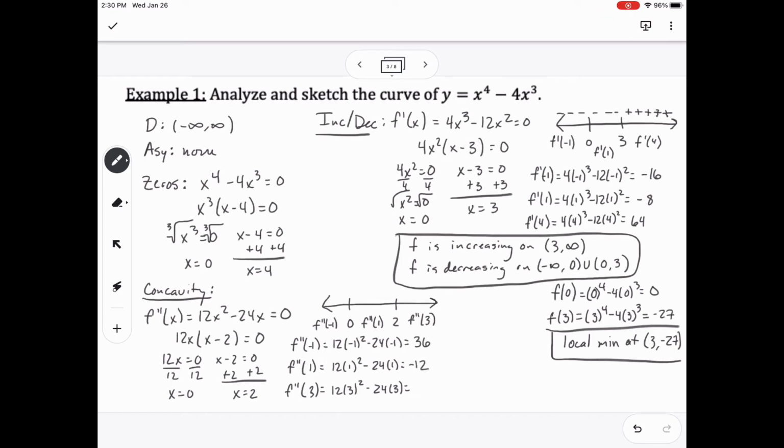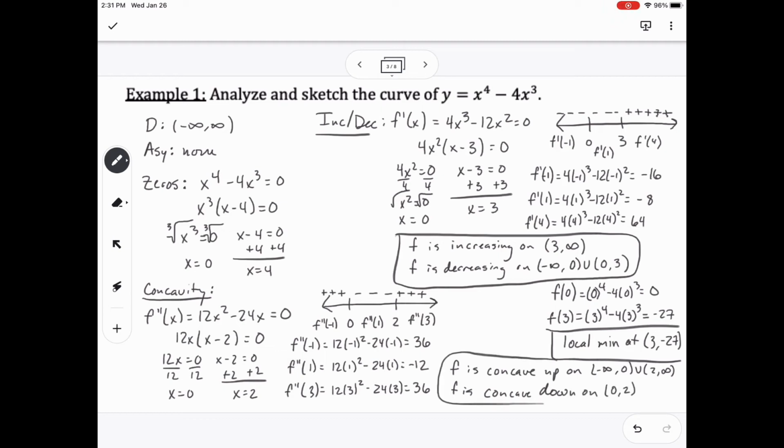And so then I see that the left side of 0, it's positive. In between 0 and 2, it's negative. And on the right side of 2, it's positive. So that means that it's going to be concave up from -infinity to 0 and from 2 to infinity. It's also going to be concave down between 0 and 2. We have a point of inflection at 2.